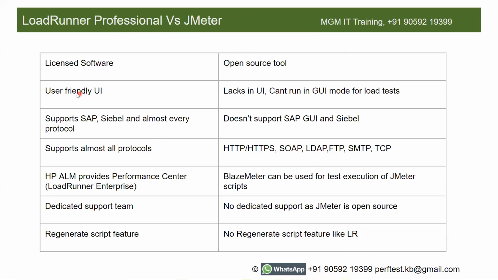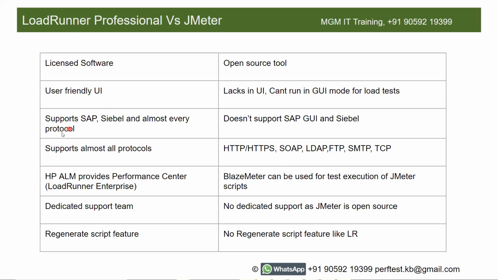LoadRunner has a user-friendly UI. We have already seen how user-friendly the user interface is. Whereas JMeter lacks in UI when we are running a test. When we are running a load test, we cannot run in GUI mode, which I have explained just now, and you'll see how to run the test in non-GUI mode. For now, remember that we cannot run the JMeter load test in GUI mode.